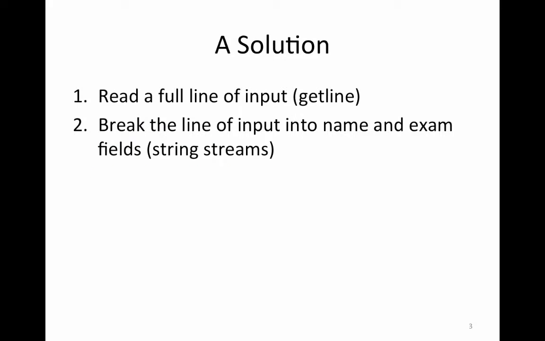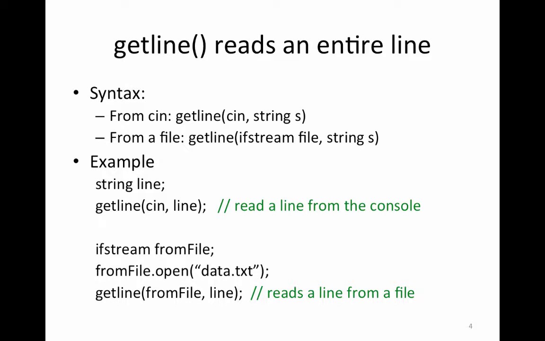So that's no good. So the solution is to read a full line of input using a function called getline, and then to break the line of input into the different fields, which you do using something called stringstreams. So the syntax for getline is you give it a stream object, which is either cin or the name of a file, and the second argument is the string variable that the line should be placed in.